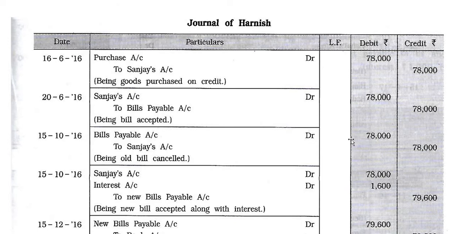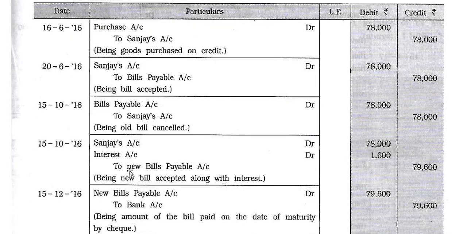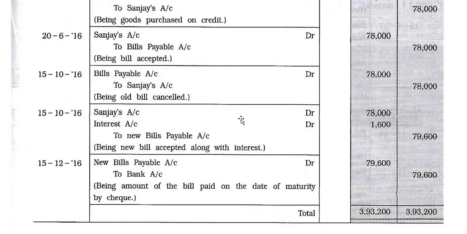15/10/2016. Bills payable account debit 78,000 to Sanjay account. Being old bill cancelled. When a bill is cancelled, then the opposite entry is made. 15/10/2016. Sanjay account debit 78,000, interest account debit 1,600 to bills payable account 79,600. Here the old bill is cancelled and a new bill is accepted. So being new bill accepted along with interest.